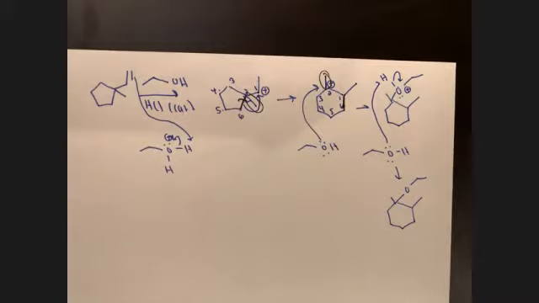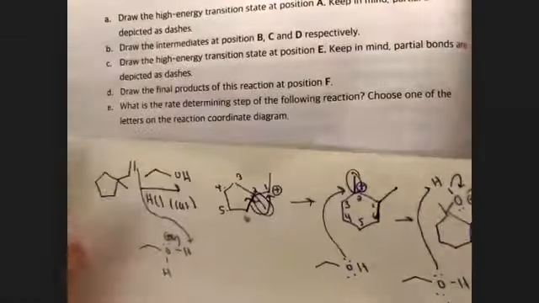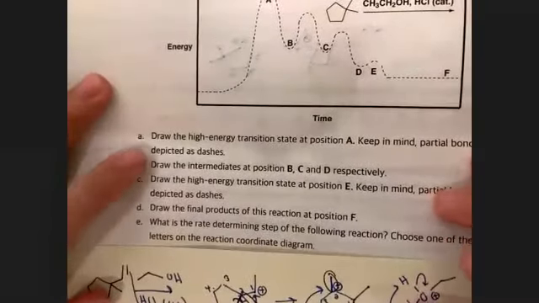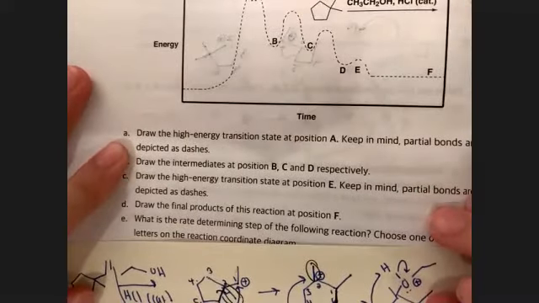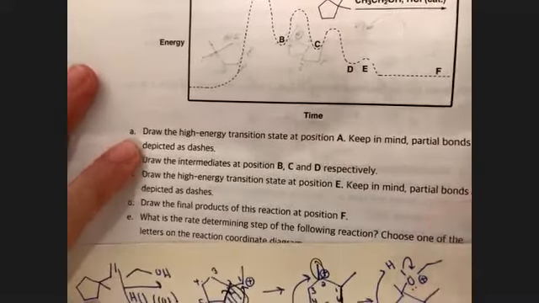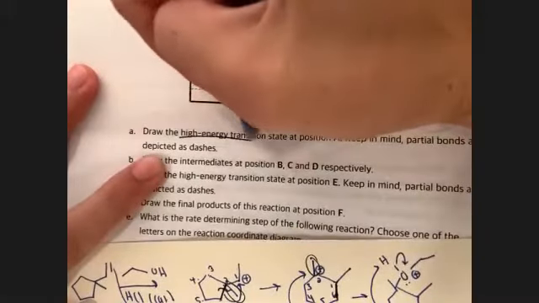That's our product. So then let's read these questions again and maybe get a better understanding of what they're asking. All right. So for A, draw the high energy transition state at position A. Keep in mind that partial bonds are depicted as dashes. So we haven't talked about high energy transition states, but we can talk about them right now.